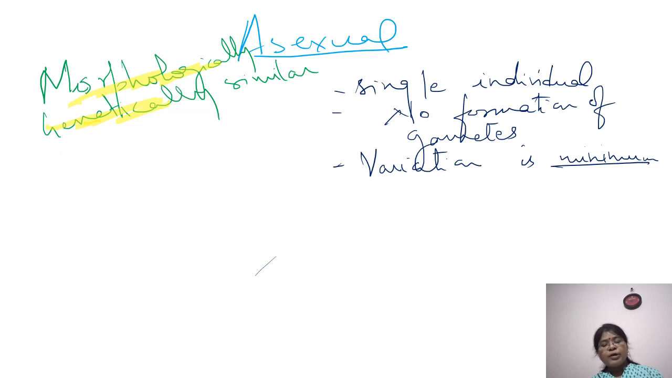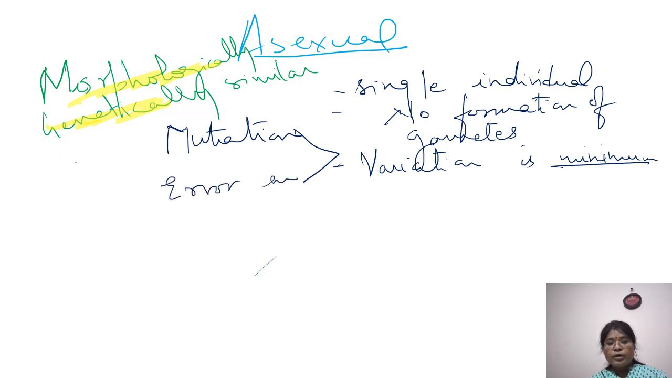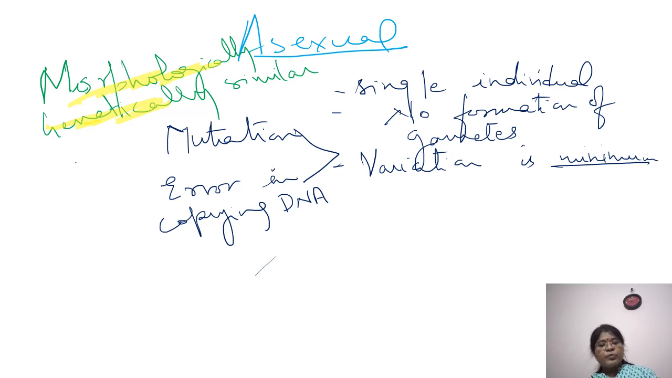So the question arises, since they are identical and variation is minimum, how does a variation arise in them? If it arises, how will it arise? It arises due to mutation, and secondly it arises due to error in copying DNA. Okay, so because of these two things, there is variation arising in asexual organisms.